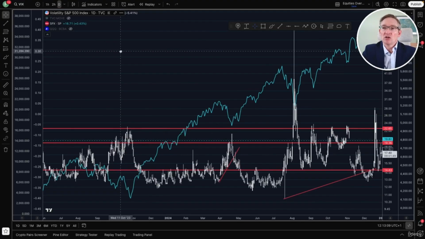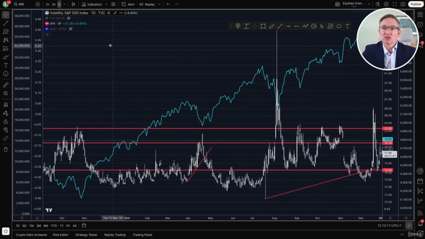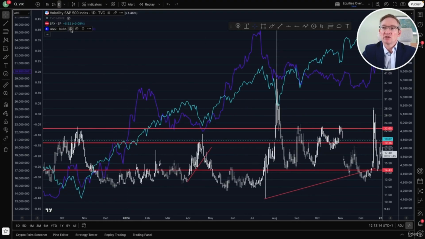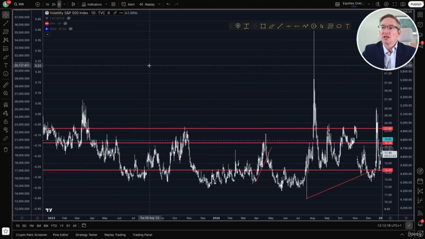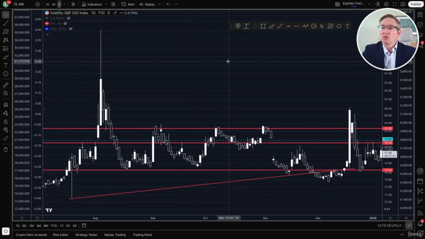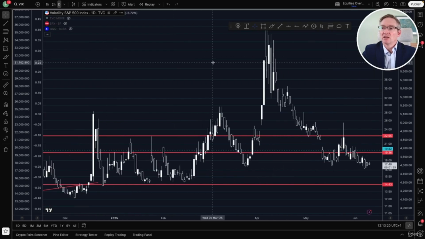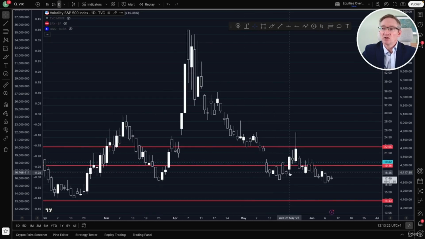Now, you can use this VIX just as an indicator on its own. And you can just look at it and say, okay, what's the VIX doing today? Day by day. So, if you're seeing a day when volatility is rising, it means traders are worried about downside in the S&P 500.